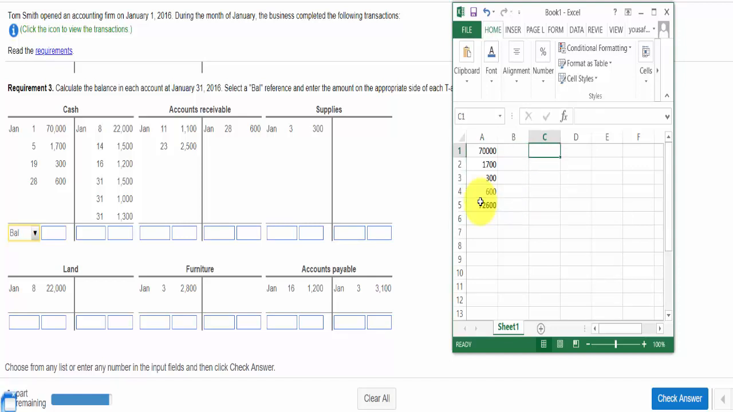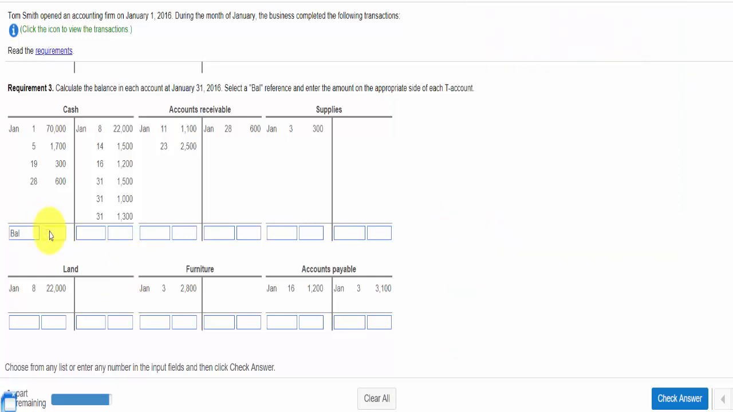The cash credit entries are 22,000, 1,500, 1,000 and 1,300. Our debit side is greater than the credit side, so we will subtract the balances. Now we will put the balance on the credit side, here the difference of the debit side. The same process will be repeated in accounts receivable.